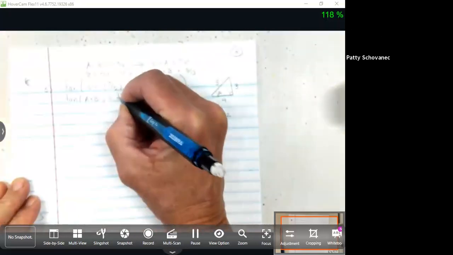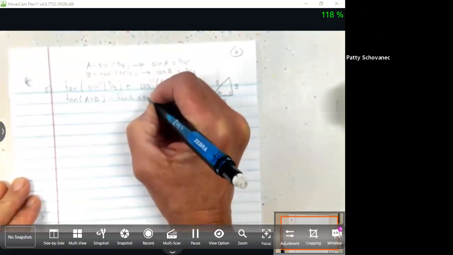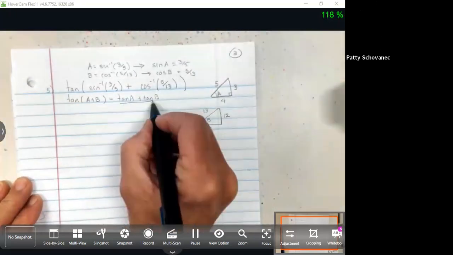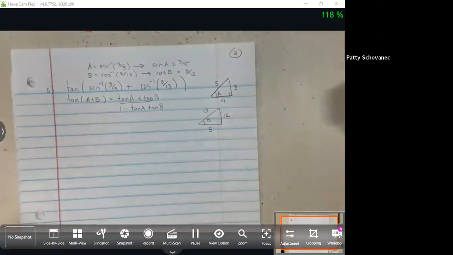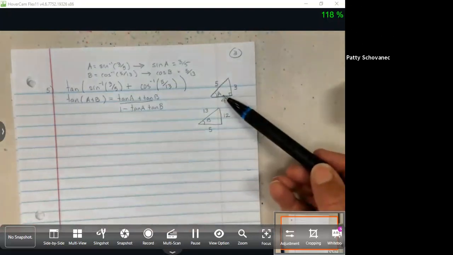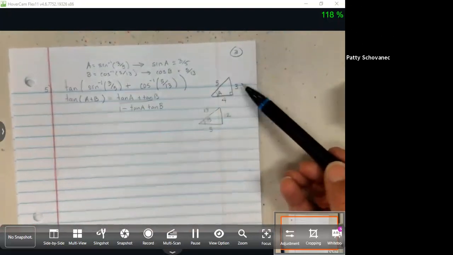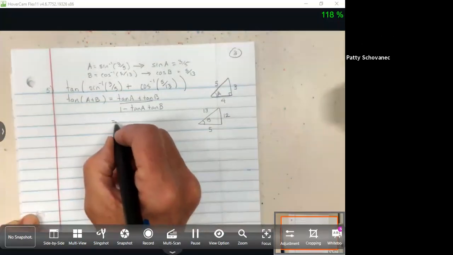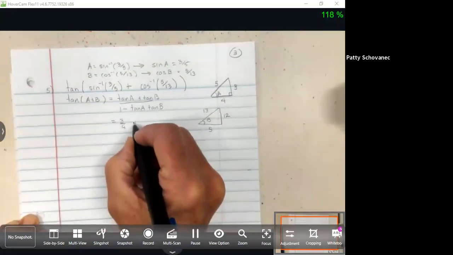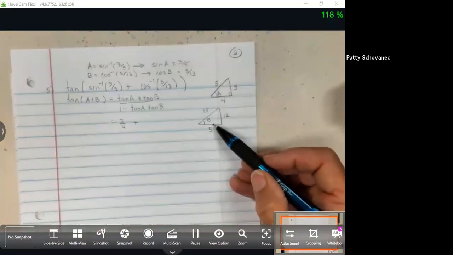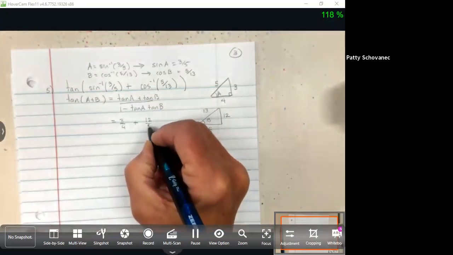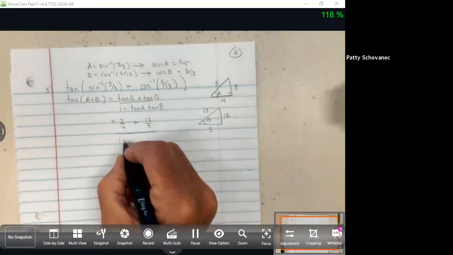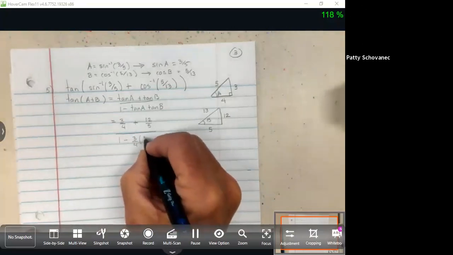Tangent of A plus B is tangent of A plus the tangent of B divided by 1 minus tangent of A times the tangent of B. I look at triangle A and I see the tangent of angle A is 3/4, opposite over adjacent. From the triangle with angle B in it, the tangent of angle B is 12 divided by 5. So when I put all that stuff in, I get this.